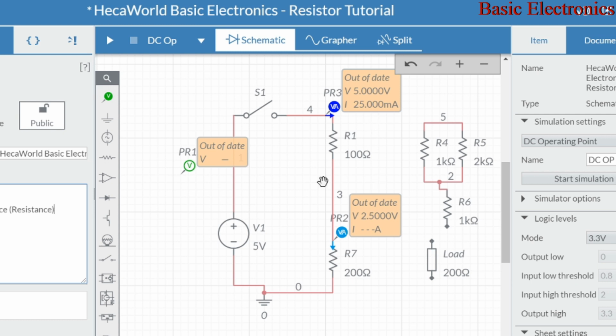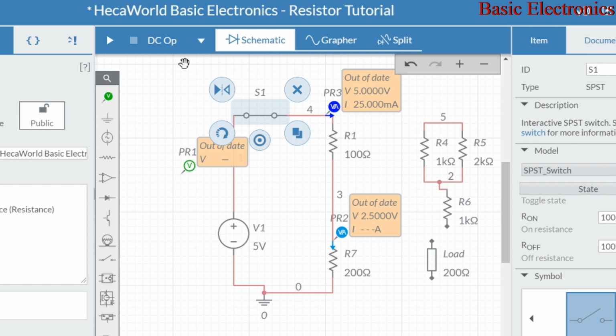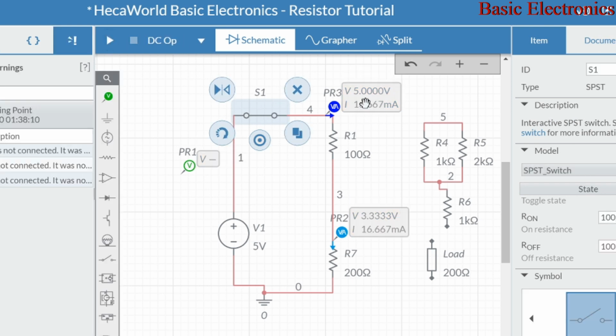Now the circuit we have here is going to produce a certain amount of current flowing through the series resistors once the circuit is closed. So the amount of current will be the quotient of 5 divided by 300. So let's close the circuit and find out. We'll close the circuit and we'll run a simulation. And we'll see 5 volts is developed across the series arm, but the current flowing through it is 16.667 milliamps.